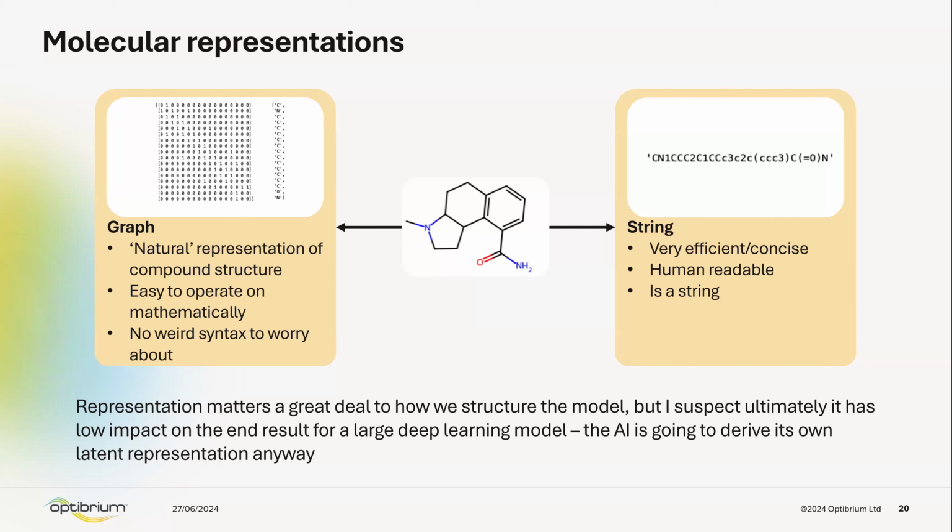Ultimately, I suspect that while the representation that we choose matters a great deal to structuring the deep learning model in the first place, it has a relatively low impact on the end result, because the AI is essentially going to derive its own internal latent representation of this compound anyway, regardless of where it started from. So we've gone down the string route because it's much easier to work with and seems to offer just as good performance in the large-scale testing.